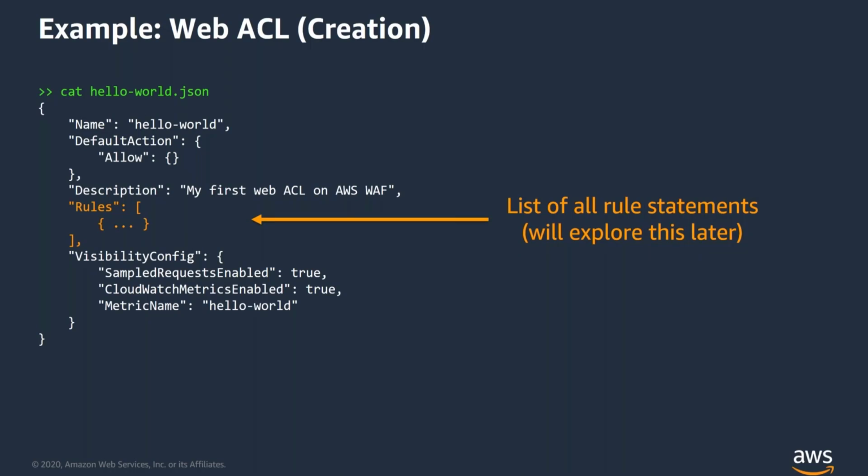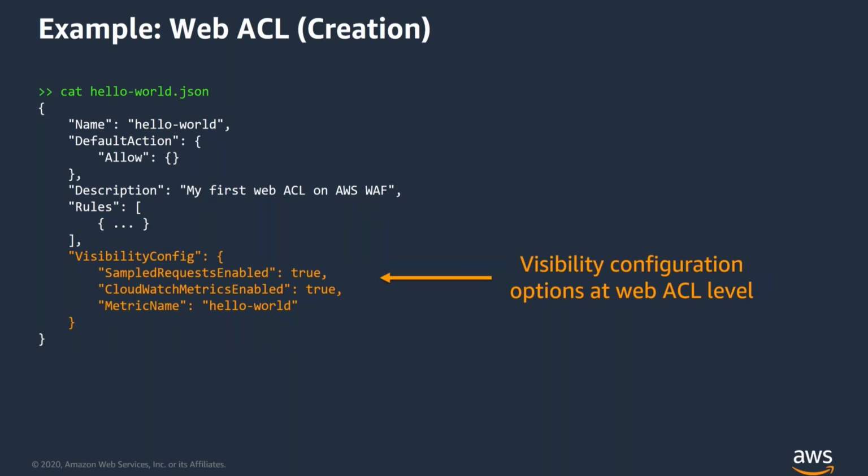Next, you have a list of all rule statements, which we will explore later. And you have a visibility configuration option at the web ACL level. As I mentioned earlier in this presentation, you can control whether to generate the sample requests or CloudWatch metrics for each web ACL and rule that you create. And this is where you configure them in the code.